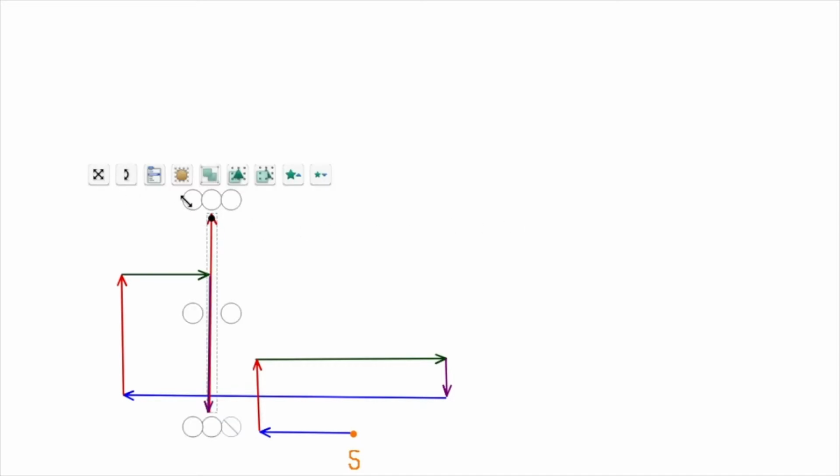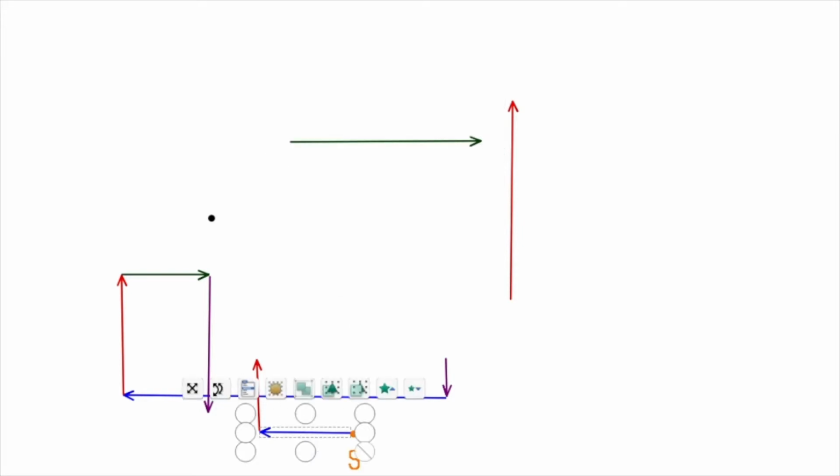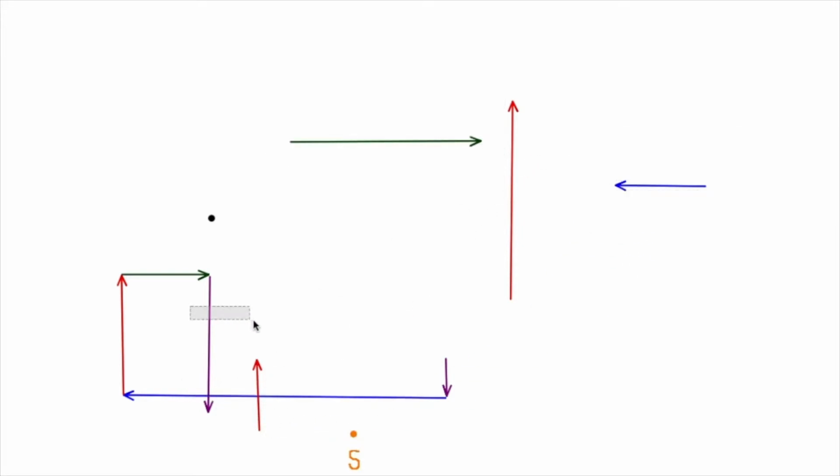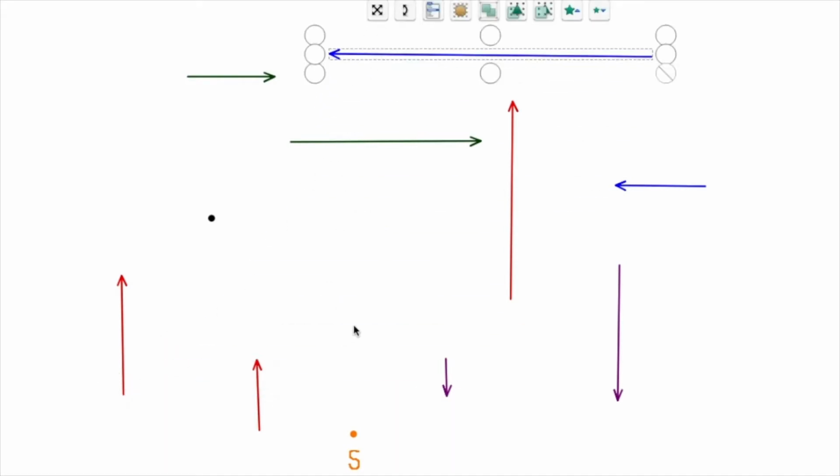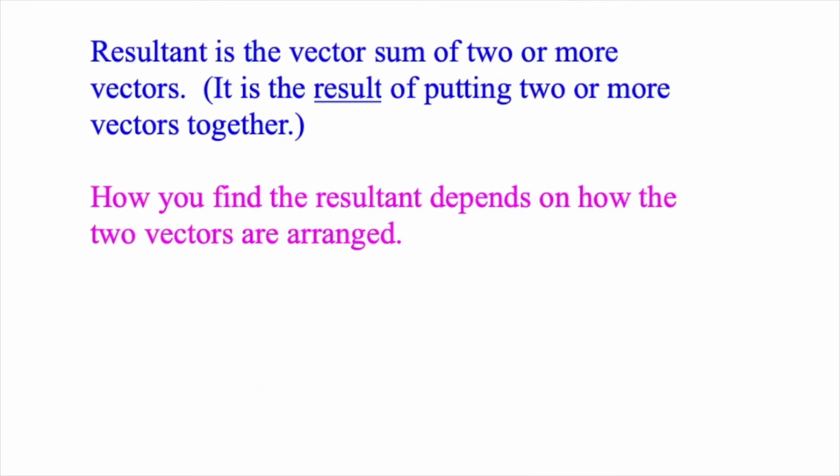But it doesn't matter which order I put these in, I'm always going to end up starting from that one spot and ending up at that black dot. It doesn't matter which order I put these in. So we can slide vectors around as much as we want, as long as we keep the length the same and the direction the same, to figure out whatever problem we have consisting of vectors. So just remember that the resultant is the sum of two or more vectors.